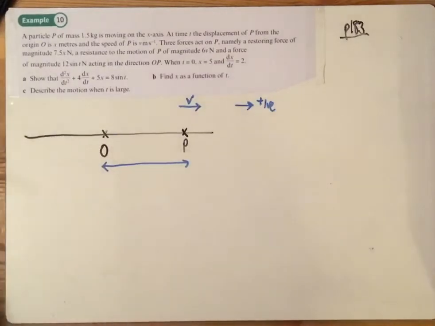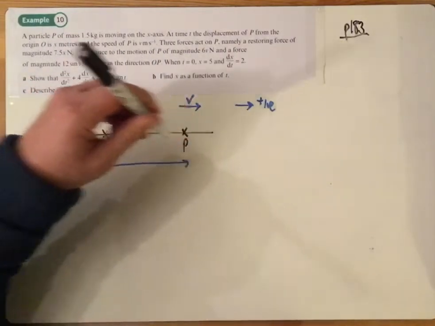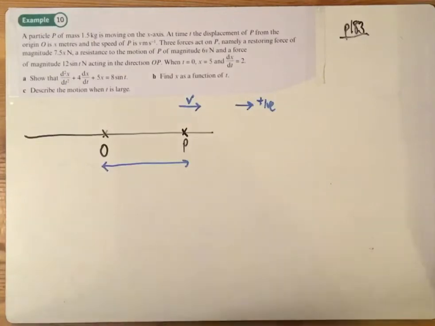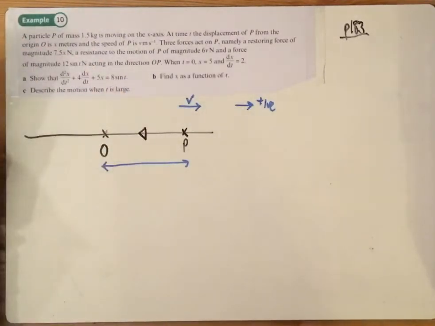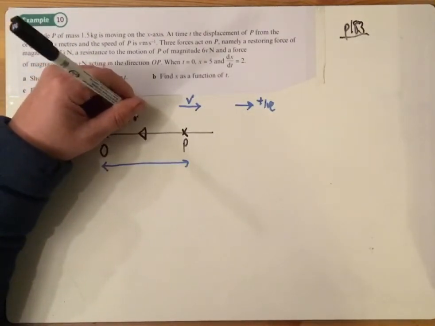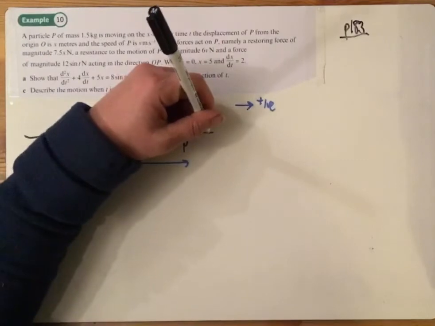Three forces act on P, namely a restoring force of magnitude 7.5x. So the restoring force is always trying to bring you back to the origin, because we're looking for this oscillation about the origin, so it's always pulling you back. So that's going to act in towards the origin, and it has magnitude 7.5x.